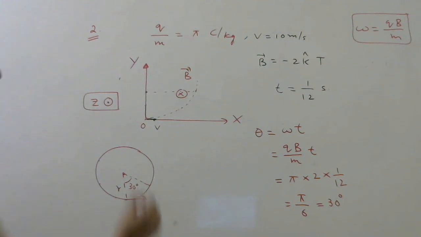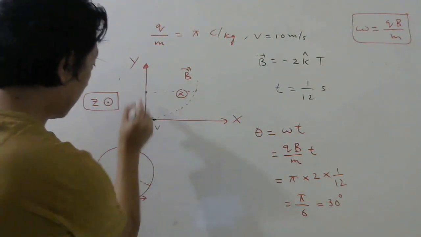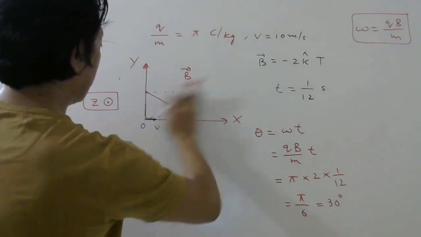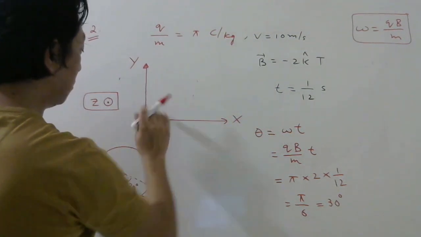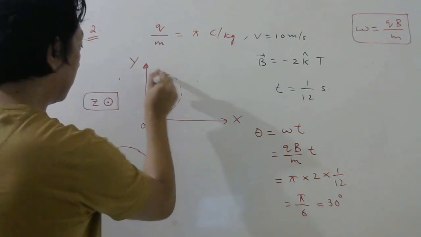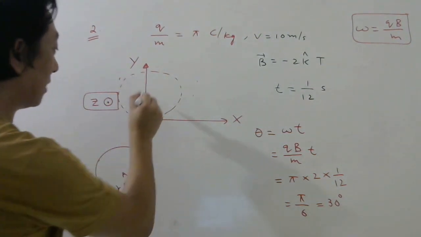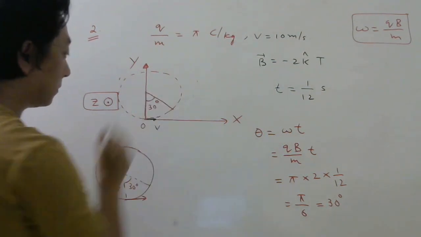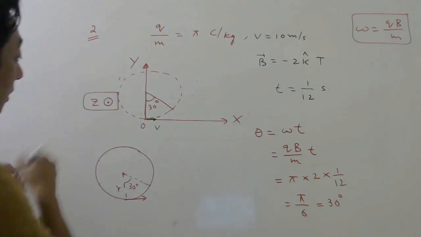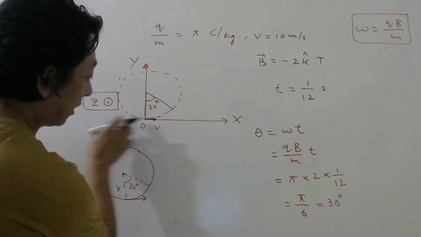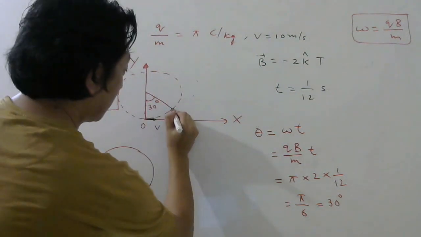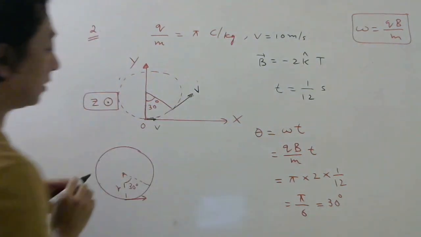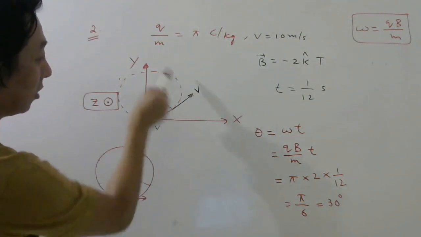Understood or not? So this radius here will be somewhere here. This doesn't look like a radius, I know. So let me try to draw a circle like this. It may not be exact, but that's okay, right? So this radius will turn by 30 degrees. Now look carefully. Here the speed is v in this direction, tangent to the circle. So when it reaches here, its speed will be v only.